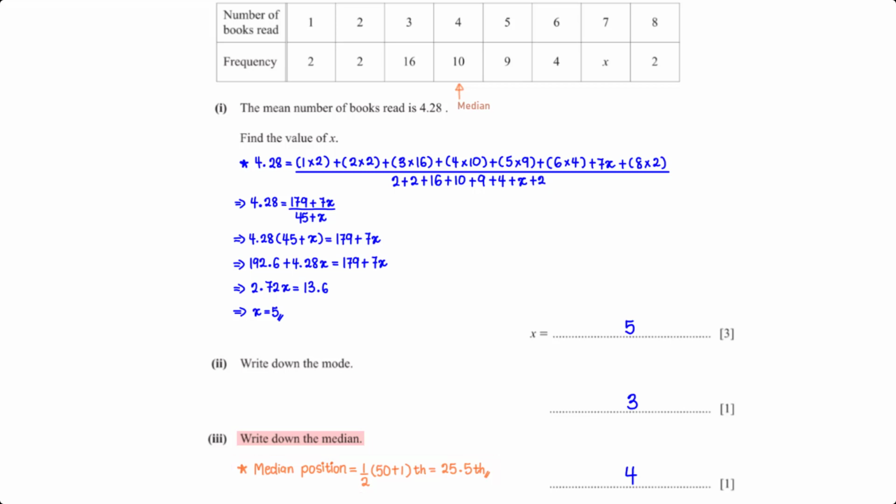From the table, to get the numbers in these positions, we start adding the frequencies from the lowest number. So 2 plus 2 is 4. 4 plus 16 is 20. 20 plus 10 is 30. This means the numbers in the 25th and 26th positions are both 4. So the median is 4 plus 4 over 2, which is 4.